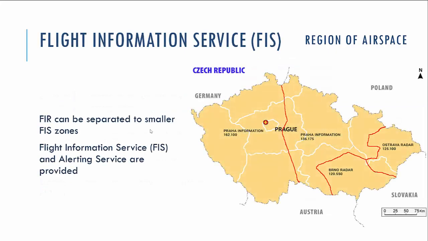The Flight Information Service is the next level of subdivision of the airspace. As we said, a flight information region can be separated into smaller flight information service zones, like we can see in the example. In one FIR we can see at least four flight information services with different radio frequencies. So as we said, in these flight information zones, the flight information service is provided, and also the alerting service is provided.